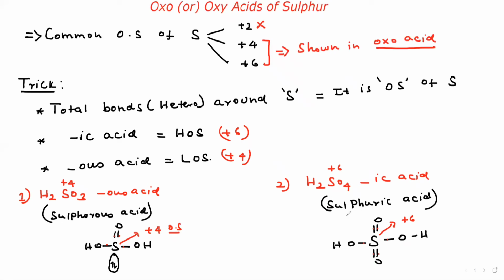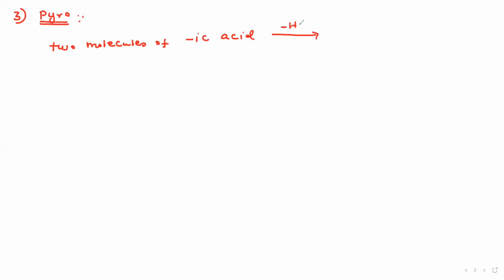Next, as we discussed in phosphorus, the pyro and meta acids follow a similar trick and manner. I am going to write the structures of the oxyacids of sulfur. Now the third one is pyro. When you call it a pyro acid, remember, take 2 molecules of the ic acid. If we remove a water molecule, H2O, I get the pyro acid. Similar method.